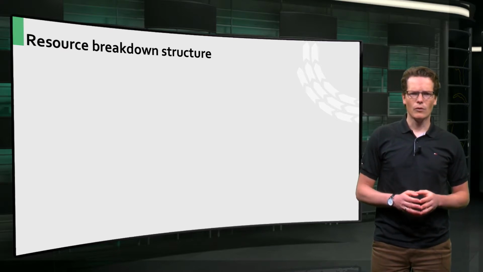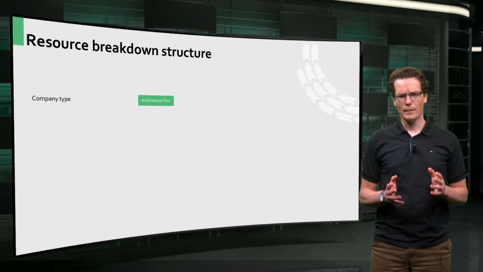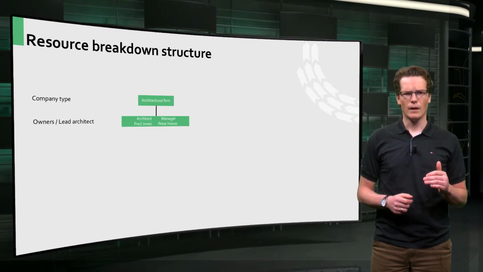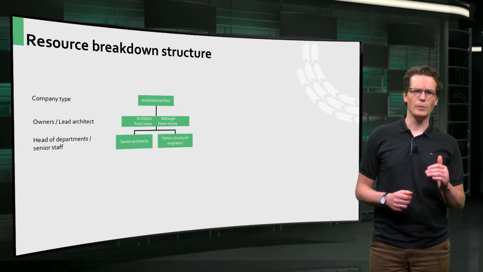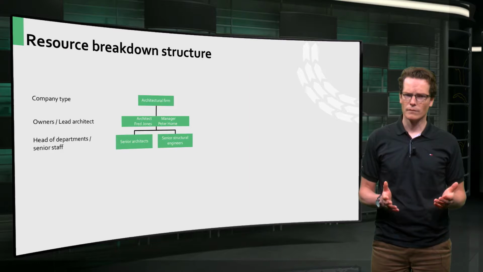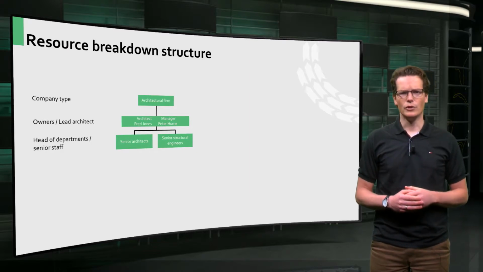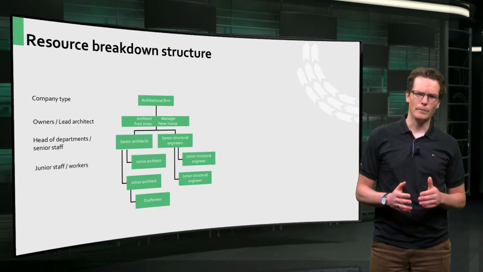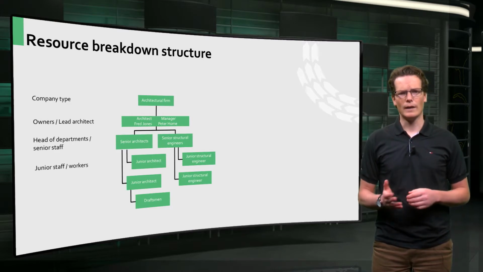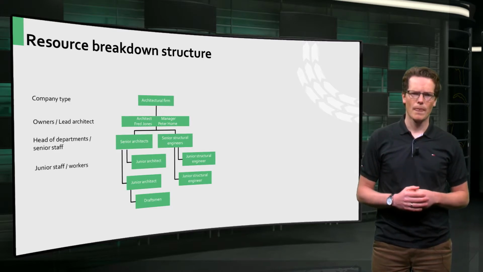At the highest level, it shows the company type. Then the owners or lead architects of the firm. And one layer down, it shows the head of departments and the senior staff members, such as the senior architects. And finally, it shows the junior staff and workers at the bottom. As you can see, the resources are ordered by function. On the left you see the architects and on the right the structural engineers.